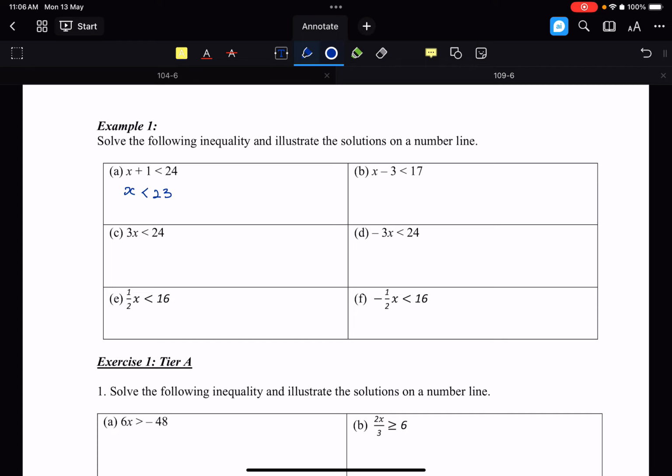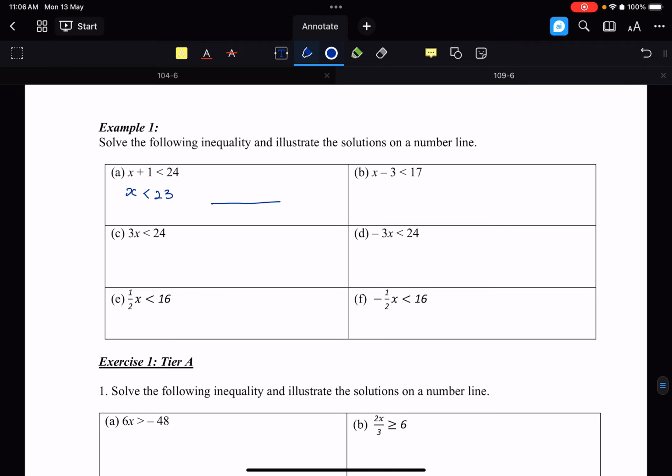Now they want us to, of course, illustrate the solution on a number line. We can do that. So let's draw the number line. Right, this is the number line. The values on it, we have 23. Right, so 0 is somewhere here. That means the number line will look like this.